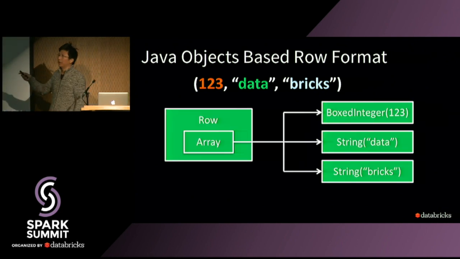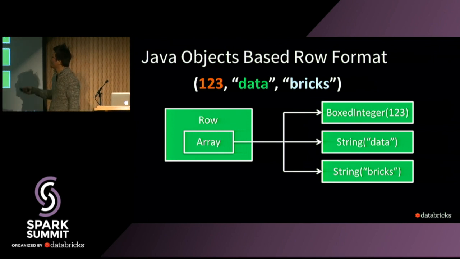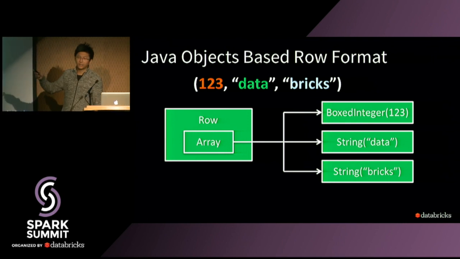Okay, so this is the memory layout of this object in the JVM. First, we will have a row object, which is the public interface for this record. Then in this row object, we will have an array to contain the actual data, here the 123, data and bricks. Inside this array, it has 3 elements. Because in Java the array has to have a type associated with it, it has to be object. So for the 123 int, we will have a boxed Integer class for this value, and for string, we will have the String class.